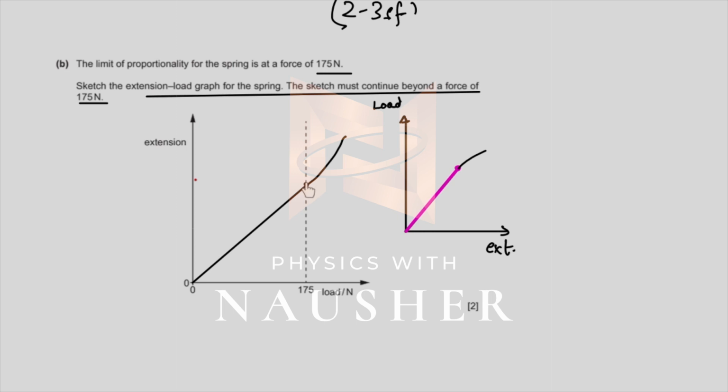The next part says you have to sketch the graph beyond the limit of proportionality. So 175 newtons was the limit of proportionality as given in the question. You have to draw a straight line all the way till the limit of proportionality. Now, it's not necessary that you make the point till over here. You could make the point here. You could make the point here. So you could have a straight line over here as well. But you have to continue beyond that, so you have to remember that the curve is towards the extension axis.